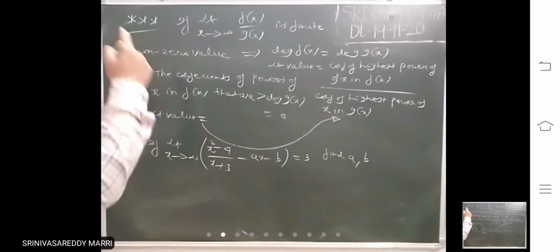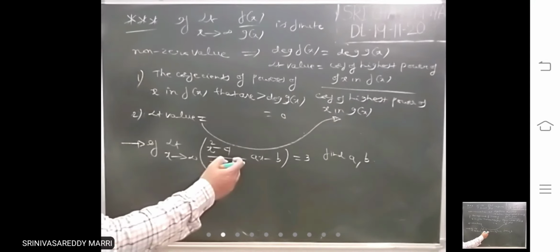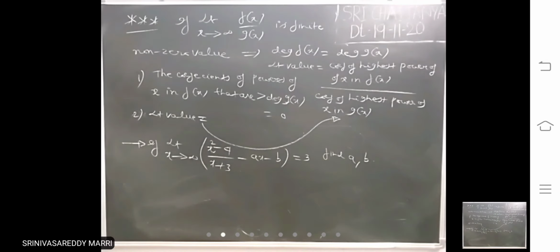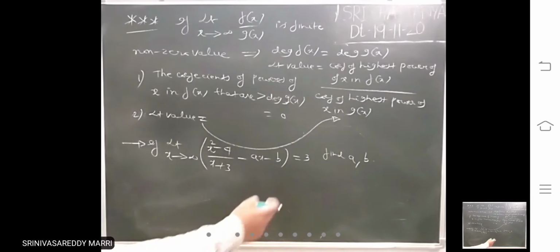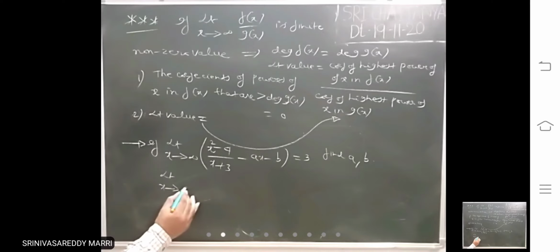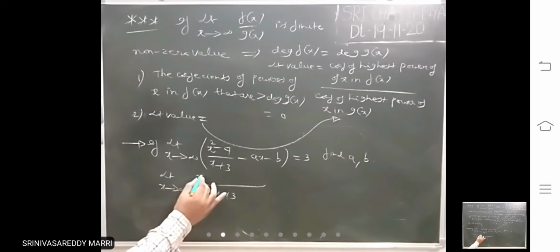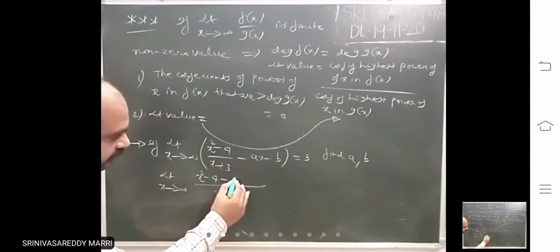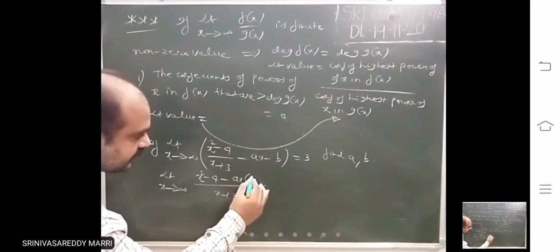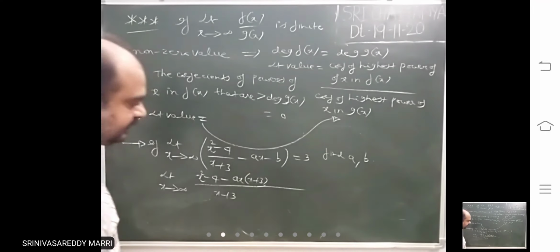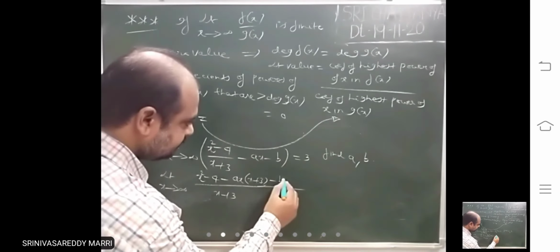Limit x extends to infinity. Yesterday we have seen limit extends to some a, not infinity. Okay, now look: that means this limit is a finite non-zero value, and the limit value is also given as 3. So now what you have to do is take the LCM and rearrange the terms. Minus ax into x plus 3, minus b into x plus 3.